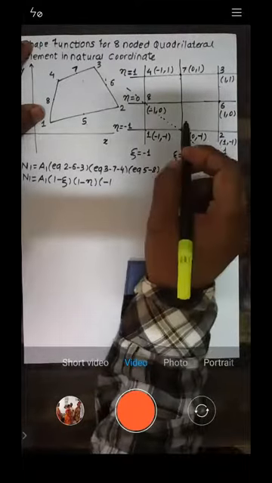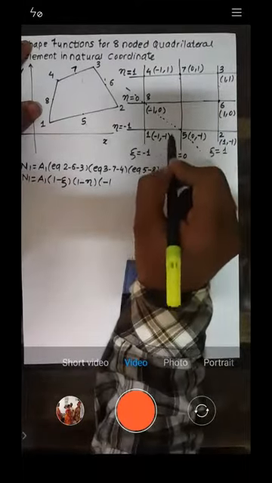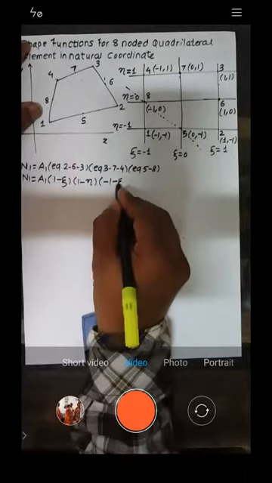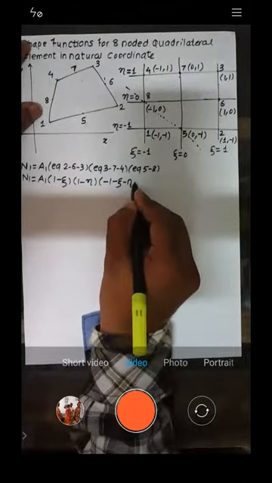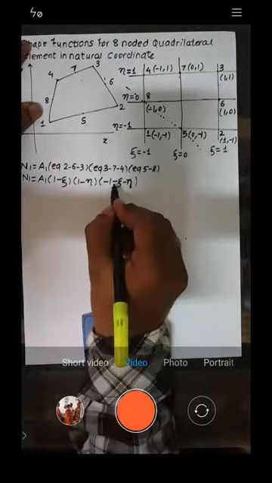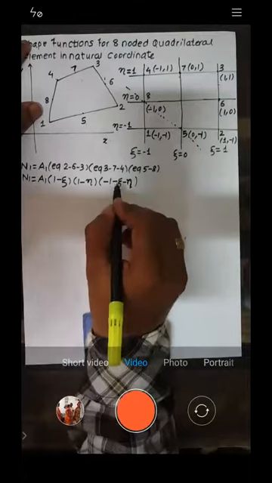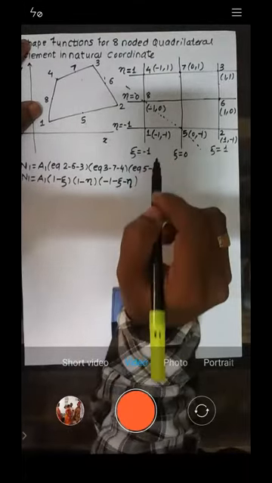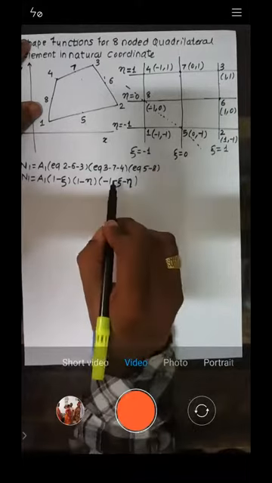Now try to understand. When you write down minus 1, what is the coordinate of node 1? It is minus zeta and minus neta, both are minus. That's why I am writing minus zeta and minus neta. Minus 1 will always be there. The sign of zeta and neta will depend upon the coordinate of node 1, so both are minus. That's why I'm taking both signs as minus.